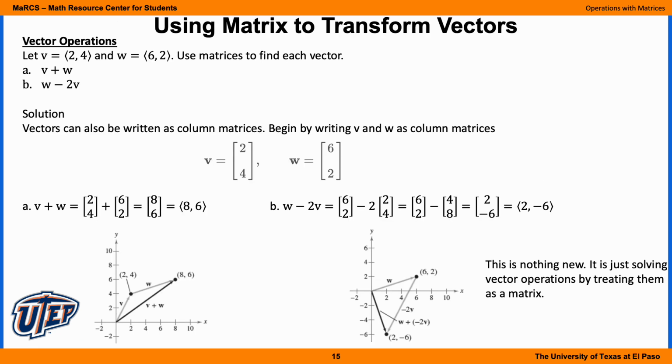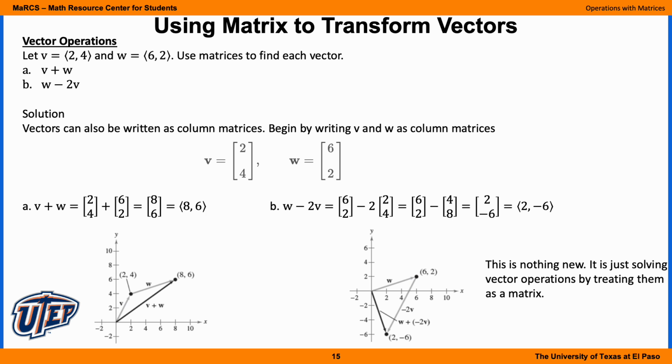So now we can use matrices to transform vectors. So that can be done by rewriting a vector in its column matrix form. So we're given the vectors V with entries 2, 4, and W with entries 6, 2. So for example A, in order to find V plus W, we can first convert each of the vectors into column matrices.